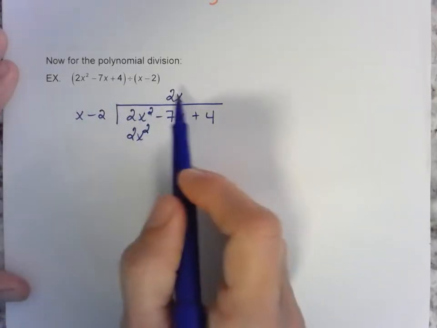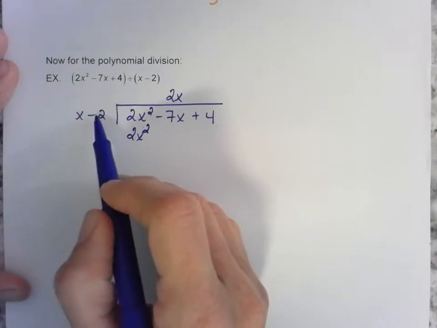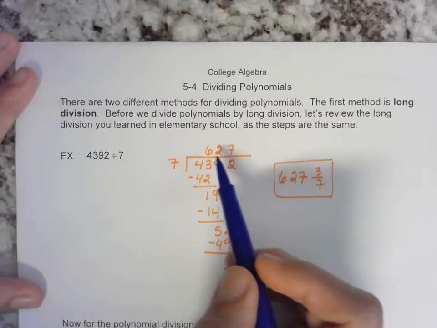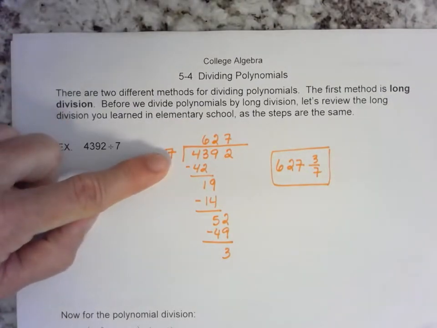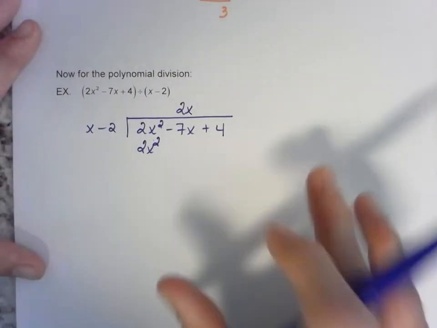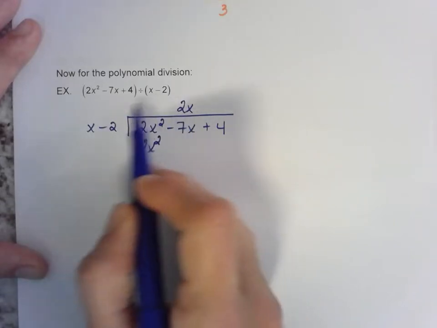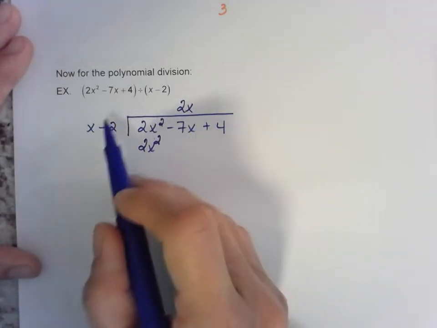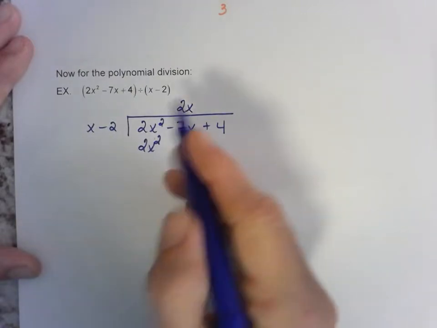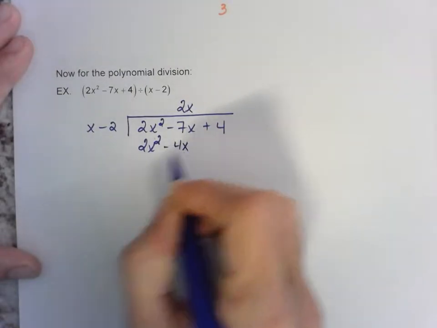But you have to distribute that to both of these terms, right? Up here we said 6 times 7 is 42, right? We only had one term out here. Now we have two terms, so we have to multiply this times both of these. So 2 times x is 2x squared. 2x times negative 2 is negative 4x.